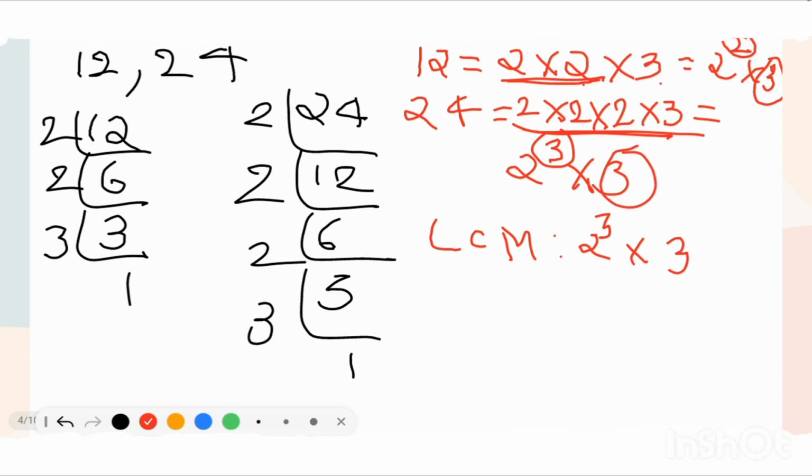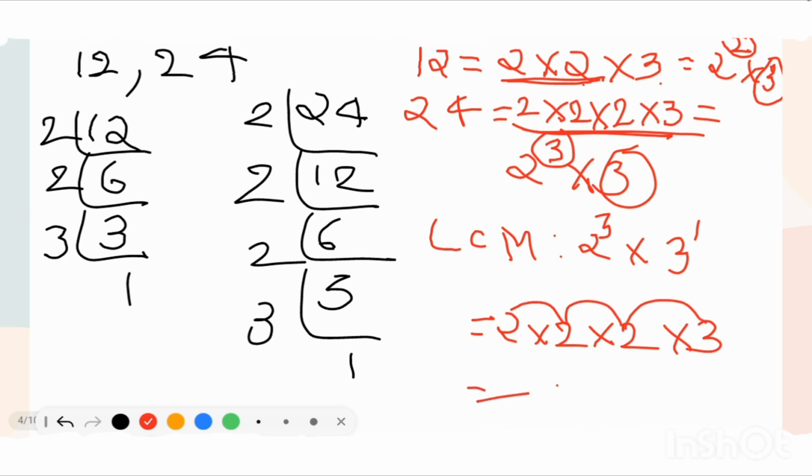That means there is only one 3. So we put only 1, we don't have any other options. So now what we will do? 2 times 2 times 2, 3 times, into 3. 2 twos are 4, 4 twos are 8, 8 ones are 8, 8 threes are 24. So the LCM of 12 and 24 is 24.